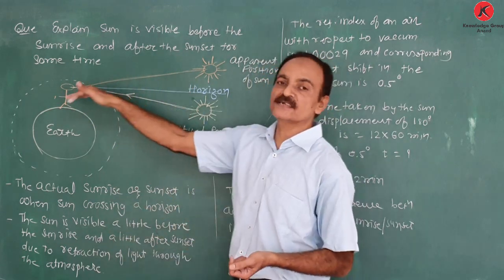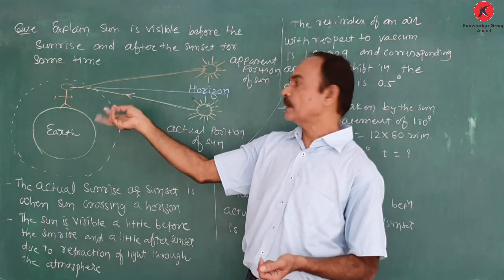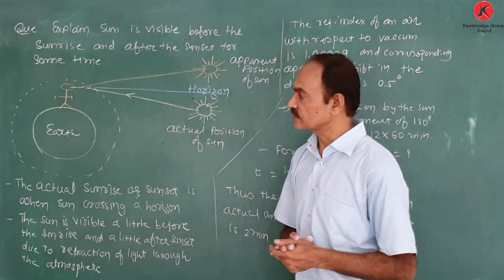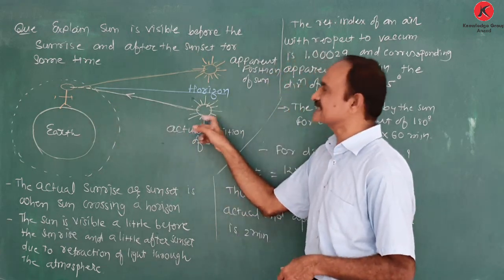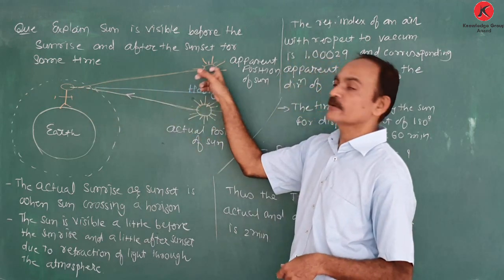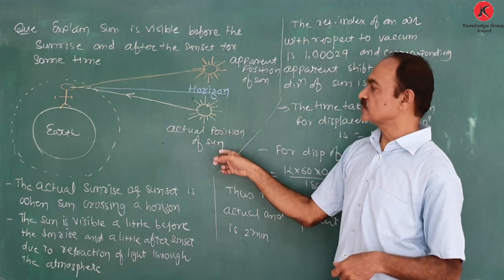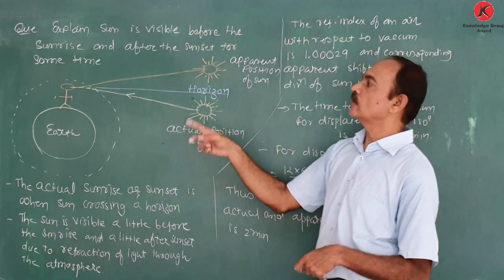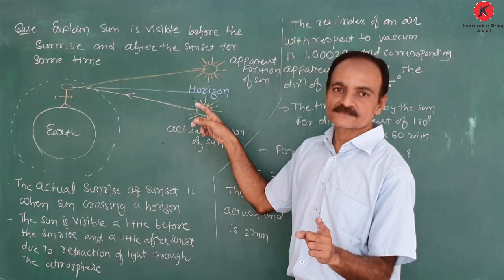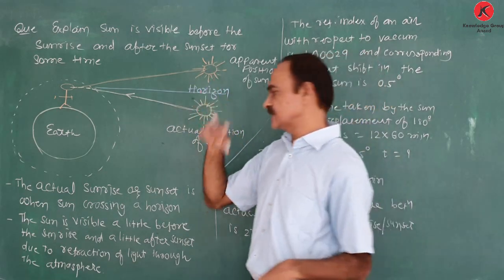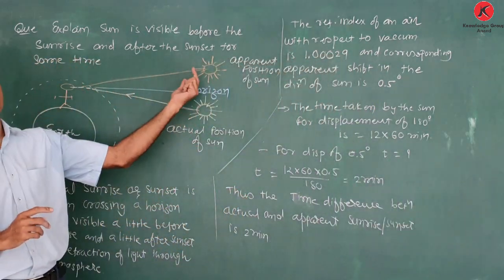Therefore, refraction takes place, and the refracted ray enters the eye of a person on the surface of the earth. Therefore, the person feels that the rays are not coming from this sun, these rays are coming from this sun. So there is the apparent position of the sun, and there is the actual position of the sun. Therefore, we feel that the sun has risen, but actually the sun has not risen. So what is the time difference between the actual and apparent sunrise?